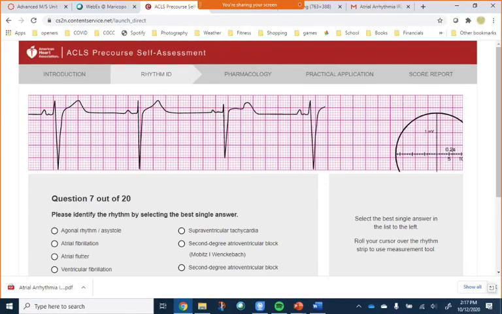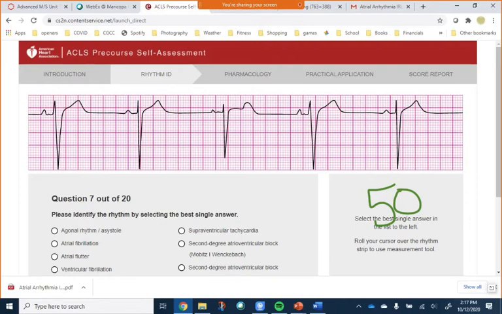These are really hard, guys. If you're getting these right, you're doing great. Now see here, this has a slow rate. This one has a rate of 50. So we're already throwing it in the Brady bin.